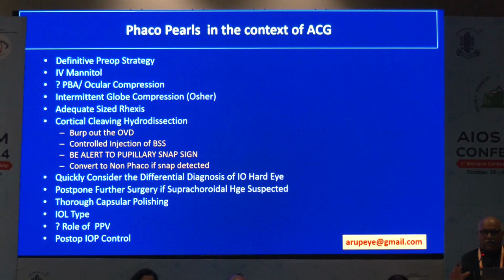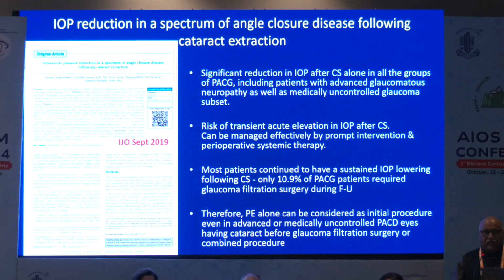Thorough capsular polishing is very important because they have a lot of capsular fibrosis post-operatively. IOL type, again, is a single piece hydrophobic acrylic lens. There is a role for pars plana vitrectomy when the intraocular pressure is very high. I've done a couple of cases like that. Post-op IOP control is very, very important.